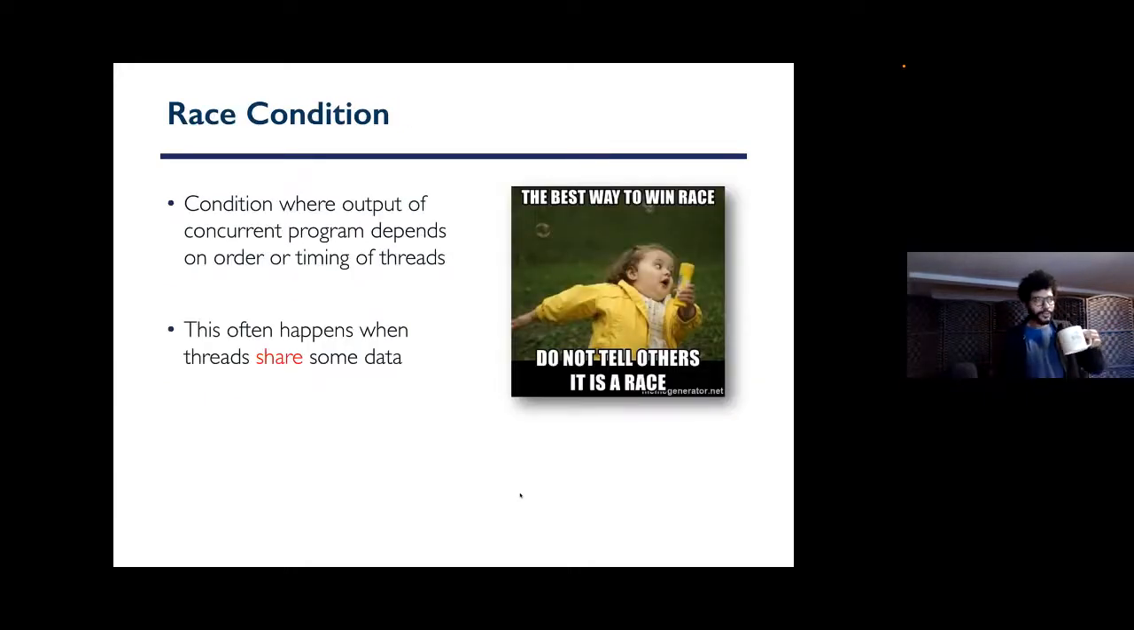This is called race condition. So race condition is a situation where the result of your program depends on the order and timing of the threads, as we saw. So in that case, we had a race condition. And it often happens when both threads share some data with each other. So often, the reason for having a race condition is shared data between threads.